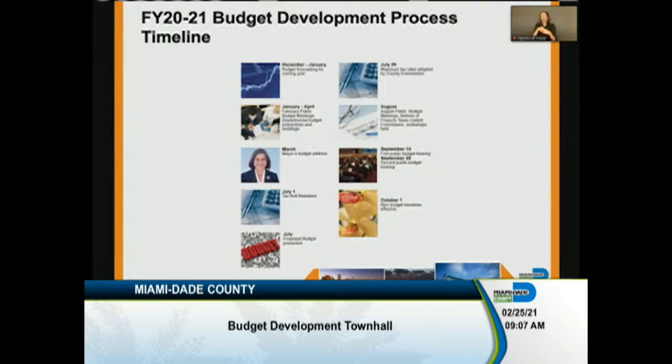Starting in January, the departments begin to formulate their respective budgets, which are due in March. Also in March, the mayor provides her budget priorities to the community. After the mayor's address, our office continues to work with the departments, going through their budget submissions and finalizing the request. In July, the mayor will release her proposed budget.